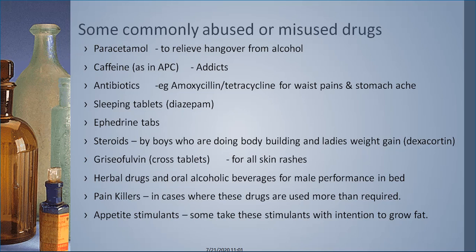Some are using herbal drugs and oral alcoholic beverages for performance in bed. And I know you know what I'm talking about. The adverts going on. I don't mention anything. Okay, abusing painkillers. Okay, and also abusing of appetite stimulants. Please, when we start to work in a pharmacy, I am begging you, please, let's not encourage this practice because it has led to the death of some of these patients and also has placed an extra burden on the pharmaceutical industry. Thank you very much.